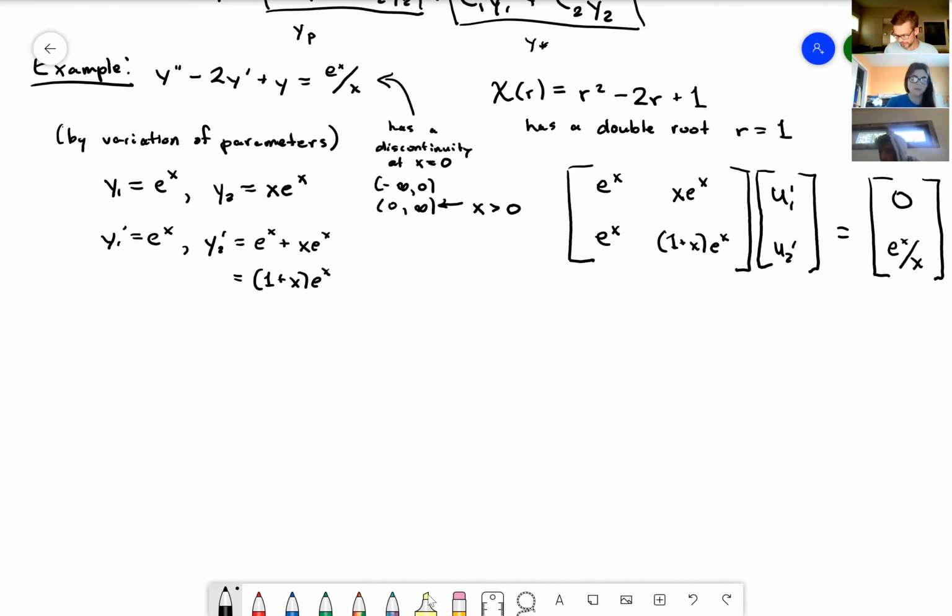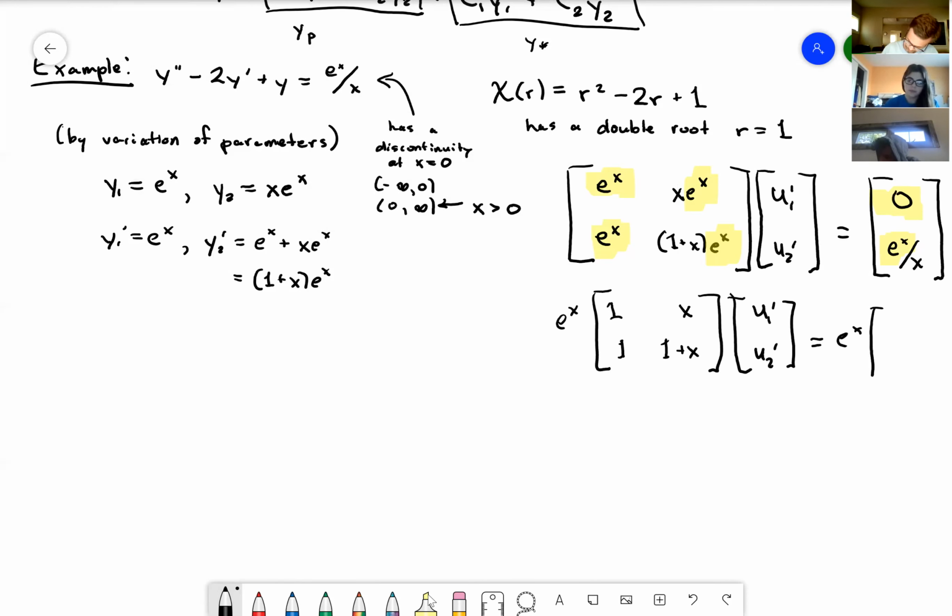Now we can simplify things a little bit by noticing that every entry in the matrix here has a factor of e to the x. We could factor that out. And our right-hand side, well, we can factor anything out of 0. So we can factor e to the x out of both sides, and so we get e to the x times 1, x, 1, 1 plus x. And on the right-hand side, we get 0, 1 over x. Now, by the standard way of dividing both sides by e to the x, because it's never equal to 0, we get this system of equations right here, which is a little bit easier to solve.